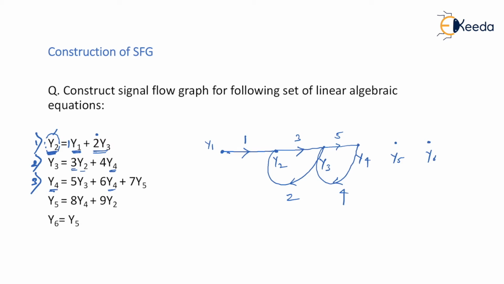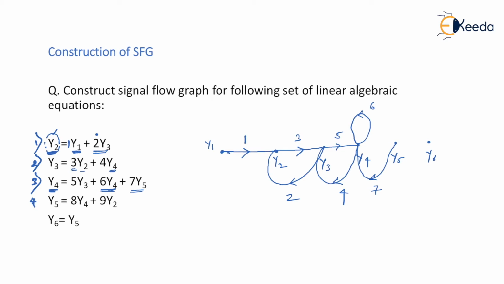Now look at this equation very carefully. y4 equal to 6 times y4. It means it is going to receive and it is going to terminate into the same node with gain equal to how much? 6, right? Look at third term. It says 7 times y5. So y4 is going to receive from y5 with gain equal to how much? That is 7. So now we have done with third.